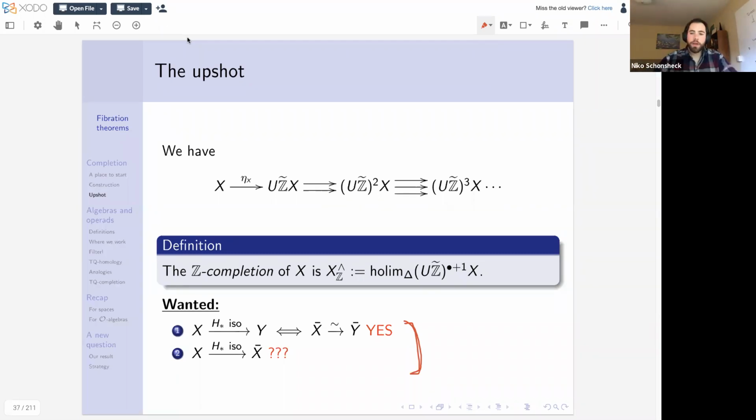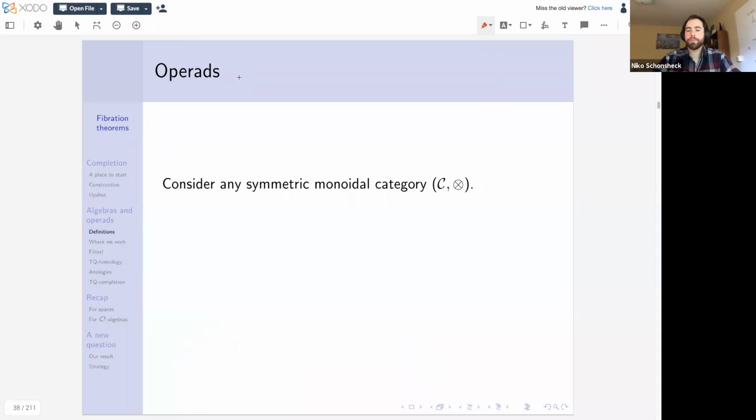Cool. So, right, I want to get into now the setting where I work, and that begins with, I have to tell you what an operad is. You can define this in any symmetric monoidal category, just a category with a nice way to multiply the objects. Concrete examples are great to keep in mind.